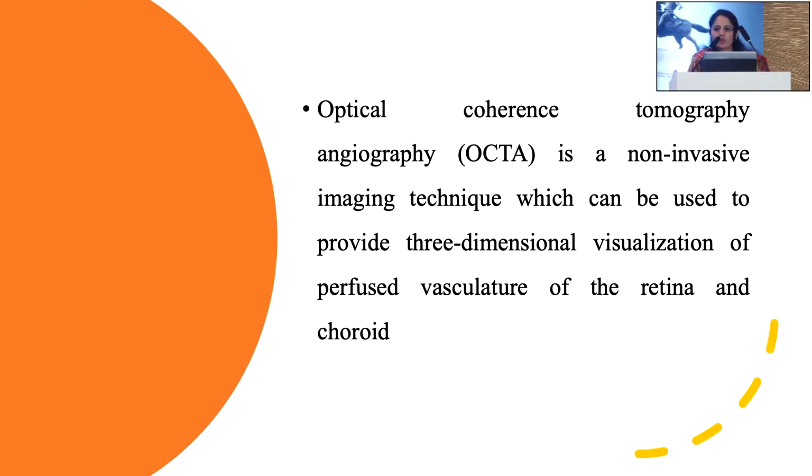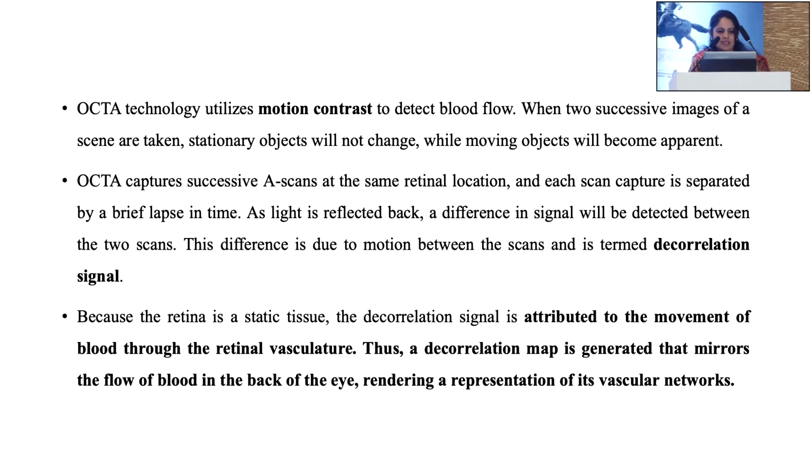So what is OCTA or OCT angiography? Basically, it's a non-invasive imaging technique which is used to provide a three-dimensional visualization of the retinal and choroidal vasculature. So how is it different from OCT, or how is it an add-on to OCT? In OCT, there's a light beam which is split into an exploratory arm and a reference arm. The difference between the signals we get between the two is made into an A scan. What OCTA works on is something called motion contrast.